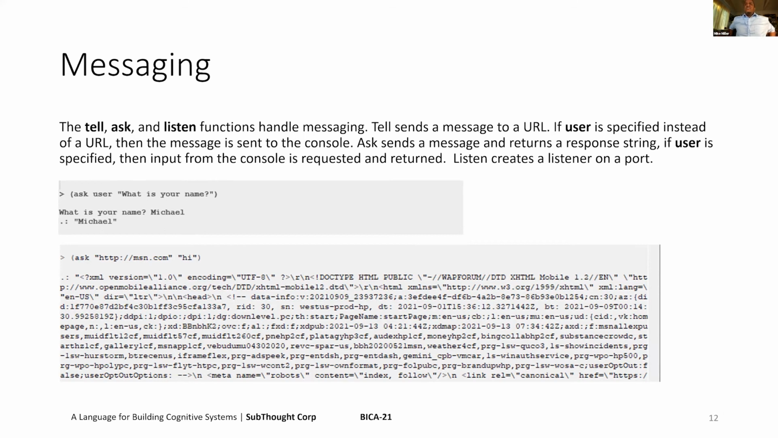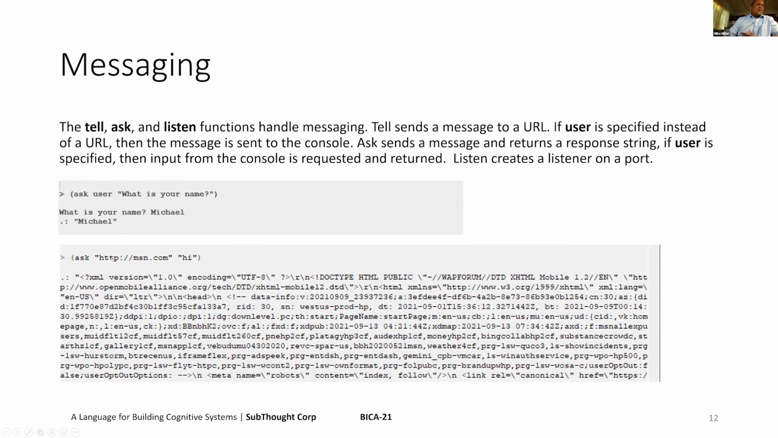Ask sends a message and returns a response string. If user is specified instead of a URL, then the input from the console is requested and returned. And listen creates a listener on a particular port. So for example, if you ask the user, what is your name? Then it'll await your input. And you input, and then it'll return whatever you input.